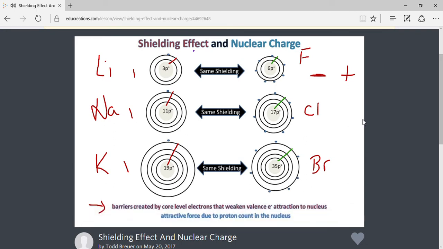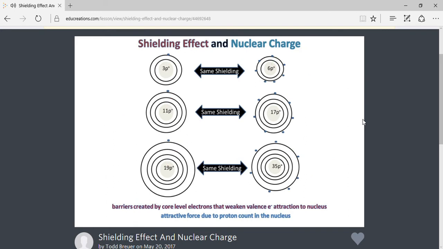This loss or attraction is affected by this distance from the nucleus or this attractive force created partly by the shielding effect. Shielding effect works together with something known as nuclear charge. To simplify, nuclear charge might be thought of as the attractive force created by the proton count found in the nucleus of each atom. By comparing lithium to the element known as fluorine, we noticed before they have the same amount of shielding, or one level of shield.